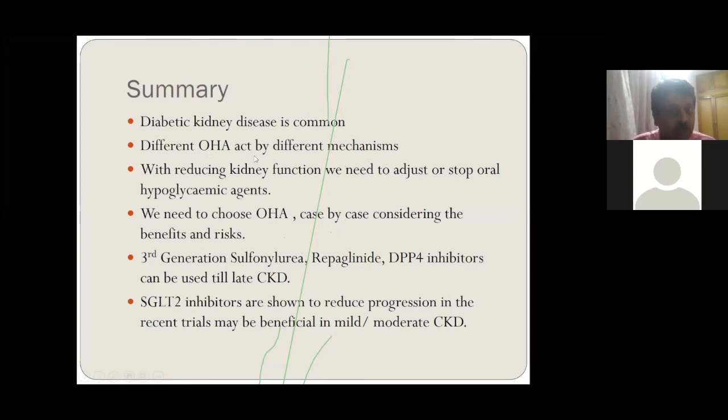So to summarize, diabetes is common. Different OHAs have different mechanisms of action. The combination may be beneficial. With worsening kidney function, we need to adjust or stop the oral hypoglycemic agents, and hence we need to have a good follow-up every 3 months when the kidney function goes down. We need to choose the OHA according to the mechanisms and accumulation of the drug, case by case, considering the benefits and the risks. Third generation sulfonylureas, repaglinide, and DPP-4 inhibitors can be used even in late CKD. SGLT2 inhibitors are a promising drug, reducing the progression in the recent trials, and can be used in mild to moderate CKD also. Thank you very much.